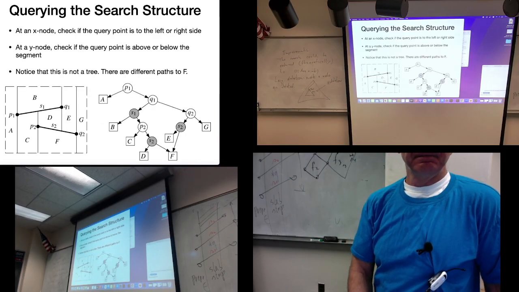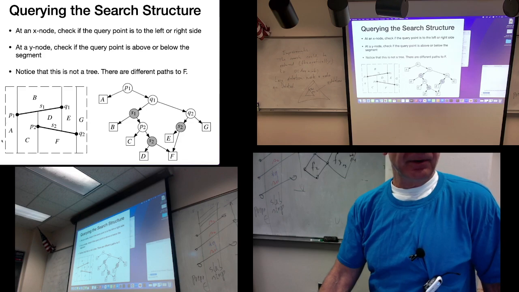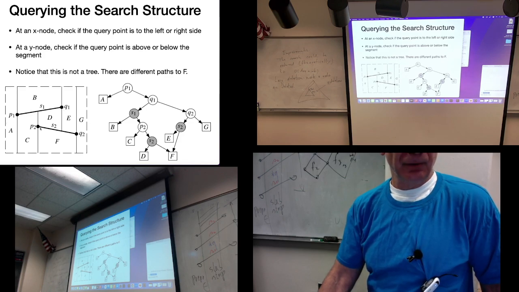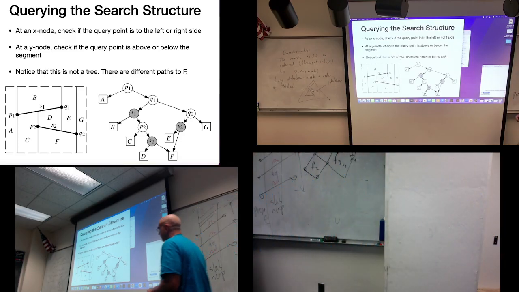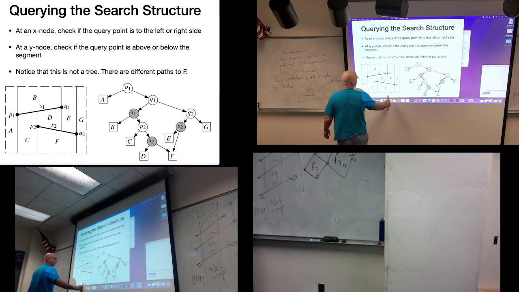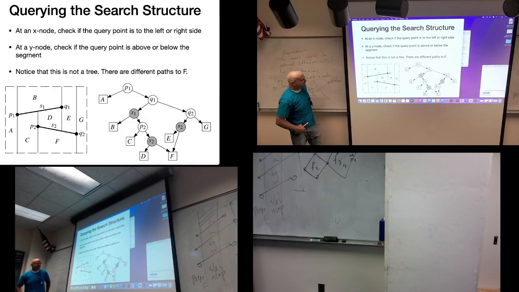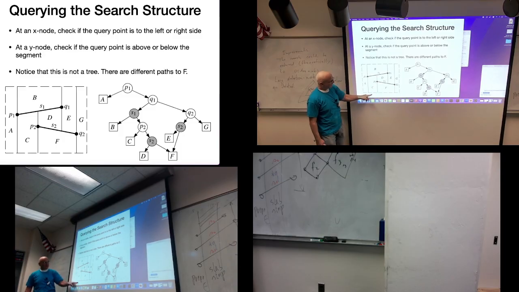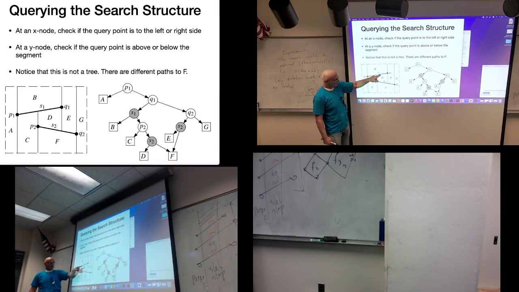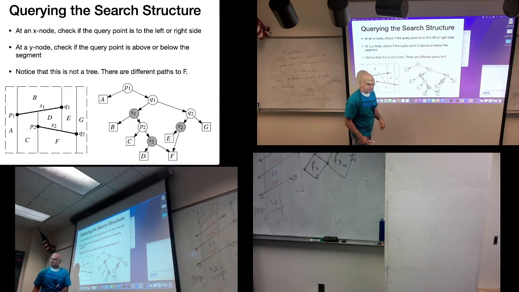Quick example. Here is a trapezoidal map. The input here is just the 2 segments, S1 and S2. I put the big box R around all of them. And I created the vertical decomposition. From P1, I shoot a ray up, ray down, creating a trapezoid A, which is actually a rectangle. From P2, I shoot a ray up and down, creating this trapezoid C, B over here, D, F, E, and G.